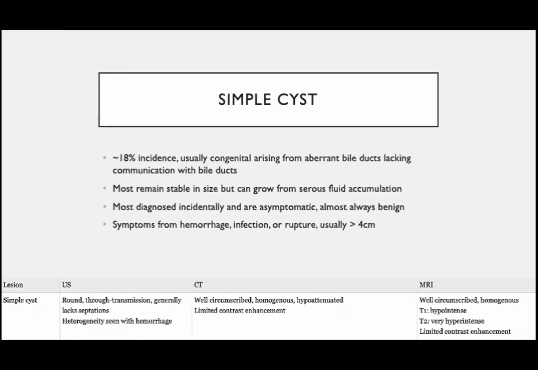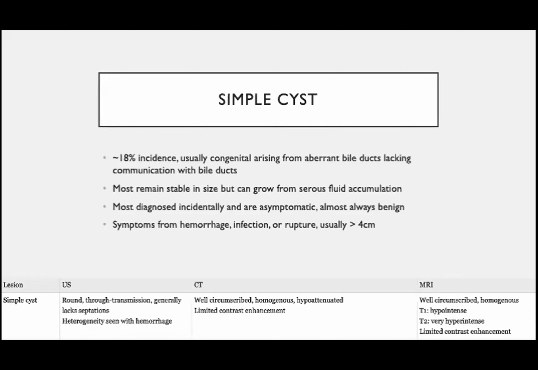So simple cysts, they generally lack septations on ultrasound. And in a majority of cases, actually, an ultrasound alone can be used to establish the diagnosis. So one thing is, we're going to talk more about something next, but if it has internal septations or a thickened irregular cyst wall with mural nodules, that's not a simple cyst. That's something else that is more concerning.